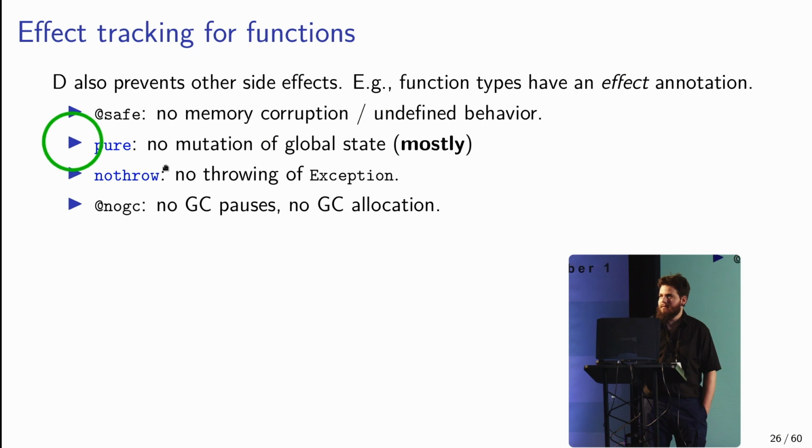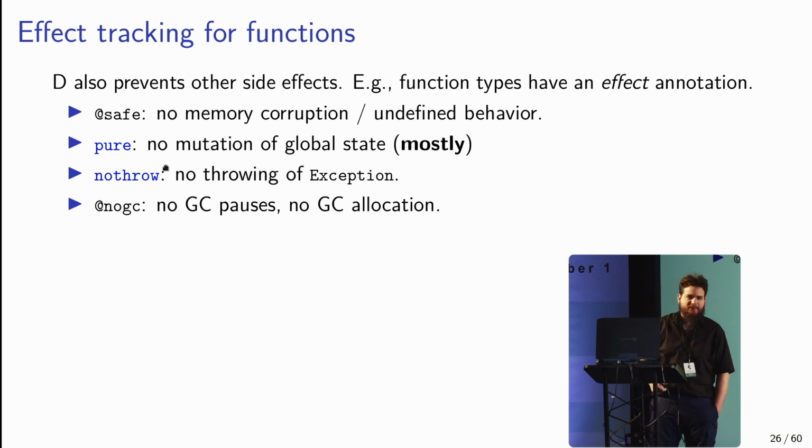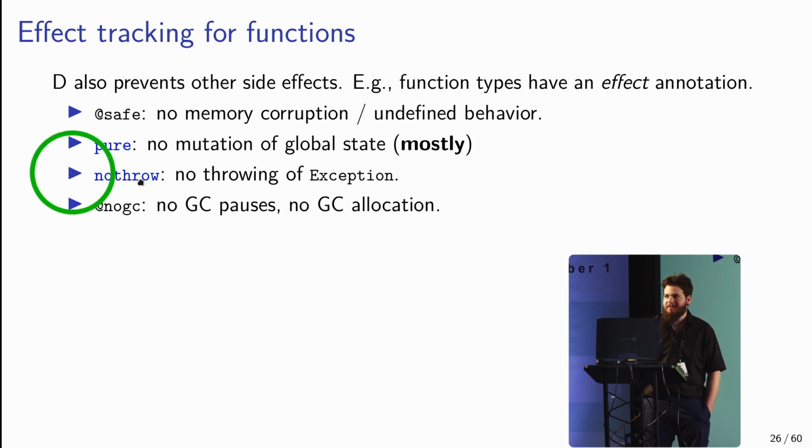Then pure is intended to mean no mutation of global state. It's mostly that. It's actually by design mostly that. One design decision I agree with is that pure functions can allocate memory. One design decision I don't really agree with is that pure functions are allowed to mutate float rounding settings. There is no throw. It prevents throwing of exceptions, and there is no GC. It prevents GC allocation, and indeed it also means it prevents GC pauses, which is something people sometimes don't appreciate, because indeed a GC will only collect if you try to get more memory out of it.